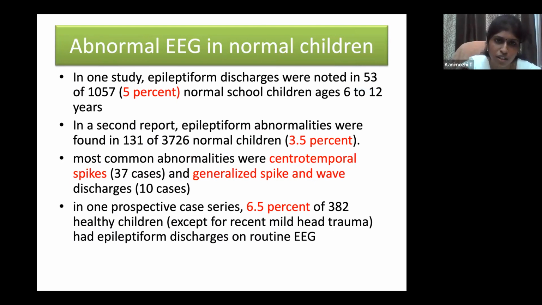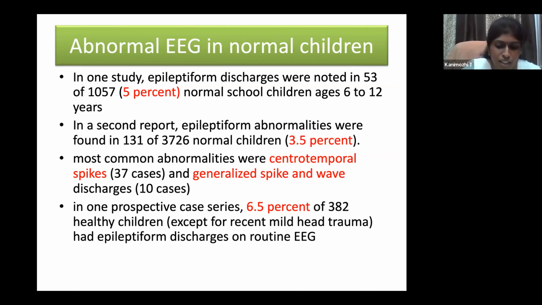When we talk about EEG abnormalities, we should understand that abnormal EEGs are found even in normal children. In various studies, it has been some 5%, 3.5%, and 6.5%. These normal children had abnormal EEGs, and the common abnormalities noted were centrotemporal spikes and generalized spike and wave discharges. All this shows that we should take the EEG report with a pinch of salt. Always correlate with the clinical and other investigations.